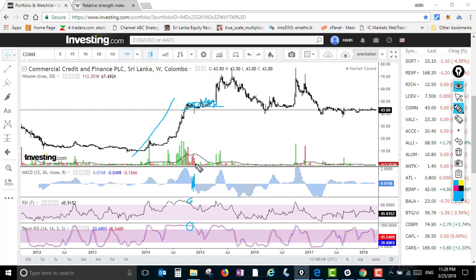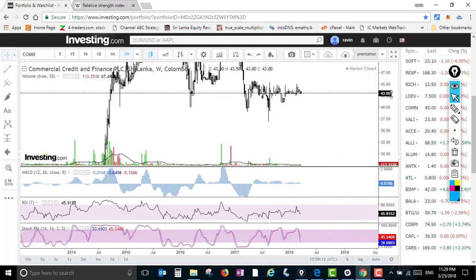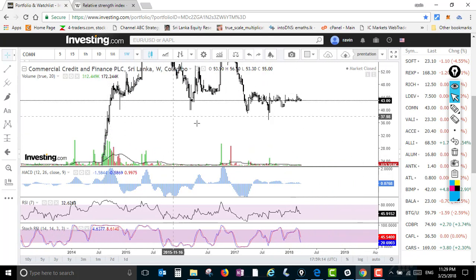I am using a weekly chart. If you go to the daily chart, definitely there are opportunities in overbought and oversold areas. You can re-enter and exit within a short period. I will show you why RSI and stochastic RSI are useful in sideways markets by using this chart rather than going to the daily chart.